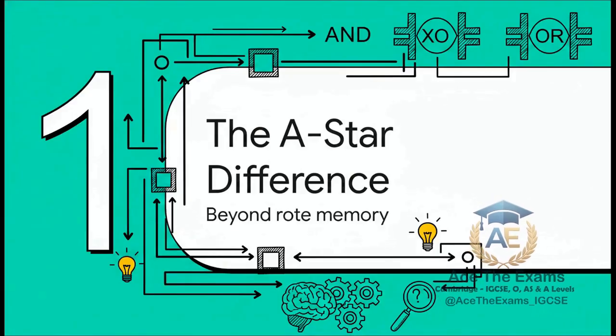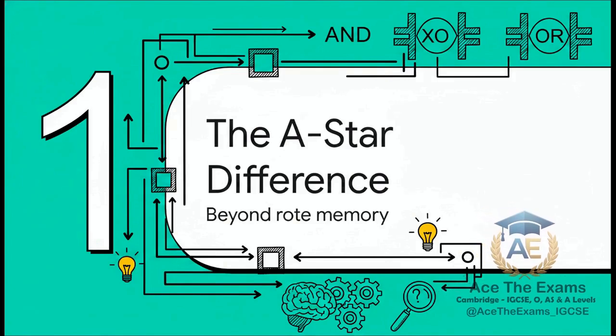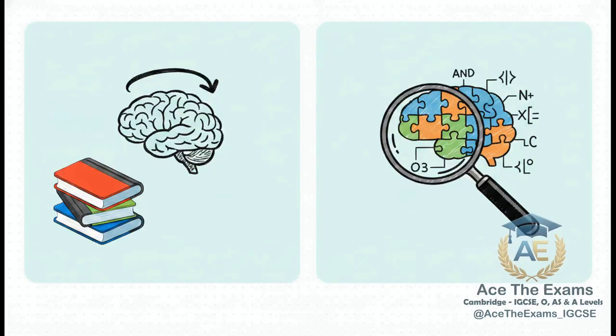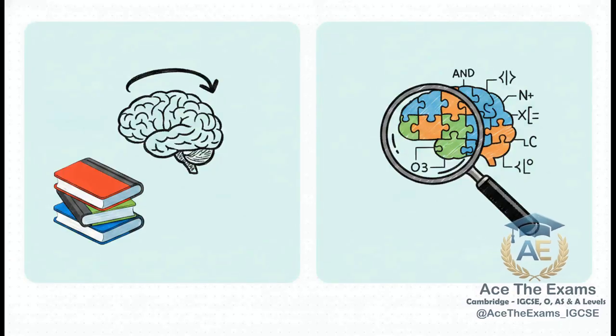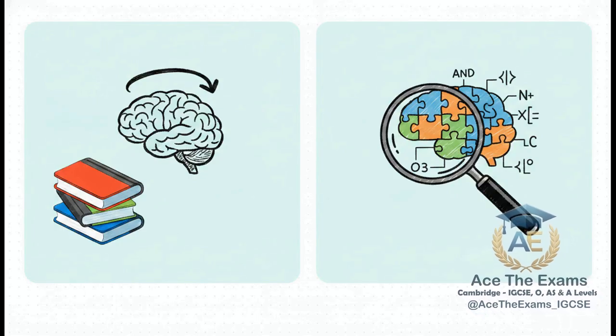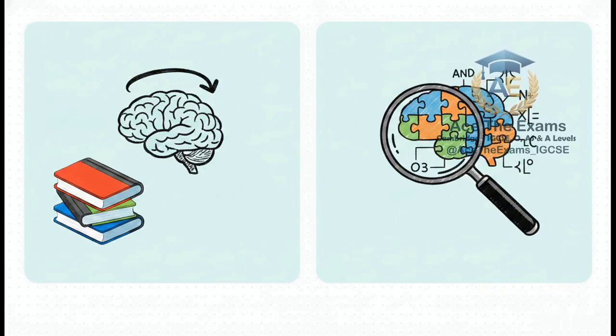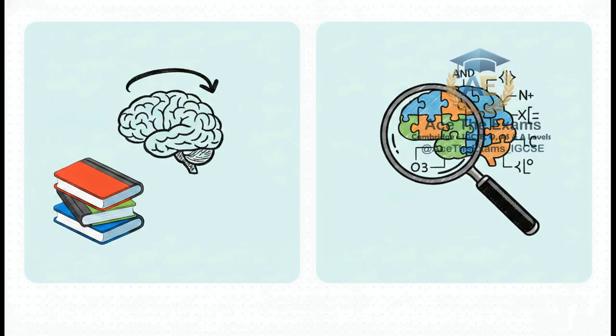Let's move right into Section 1, the A-star difference, moving beyond rote memorization in Topic 3.2. Now, we need to talk about what truly separates an average student from a top-tier candidate. It comes down to comparing superficial breadth with analytical depth. Let's look back at Alex, our first student. Alex uses superficial breadth. When given a complex scenario, say an automated greenhouse system requiring temperature and humidity logic checks, Alex just memorizes raw facts.